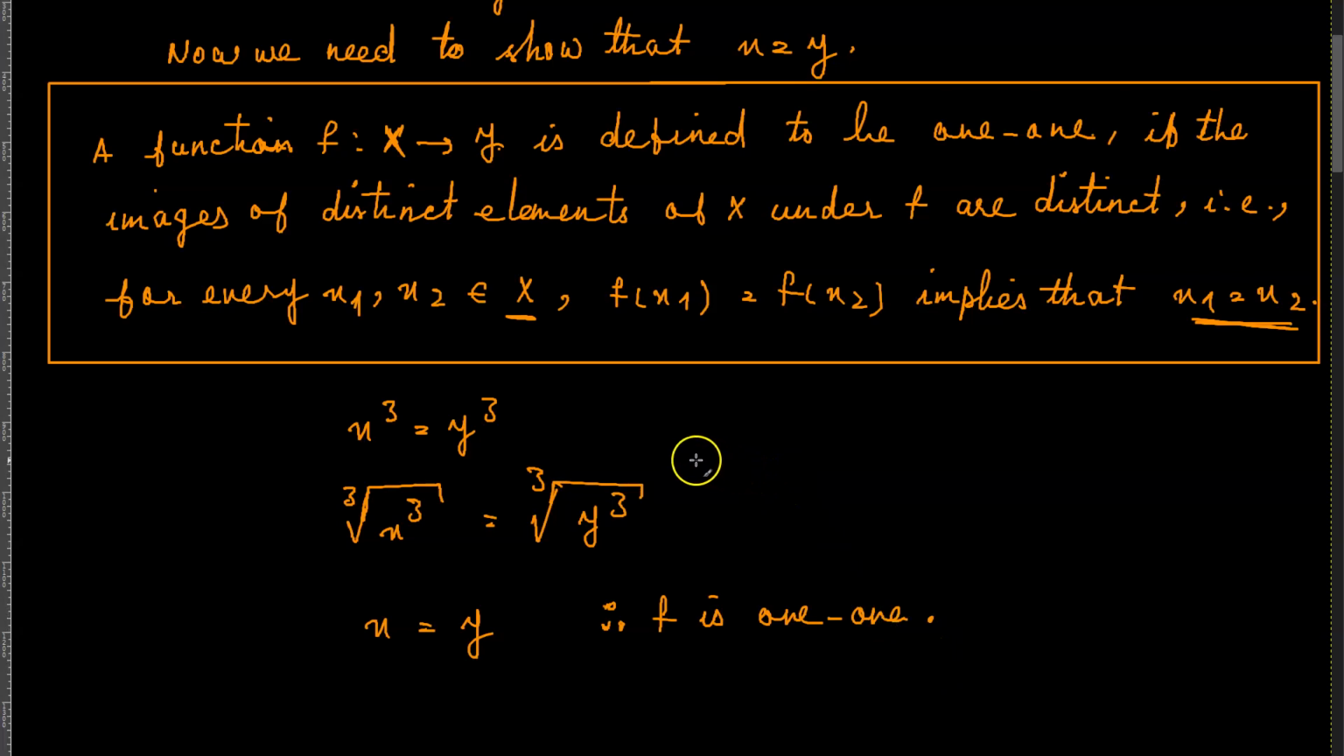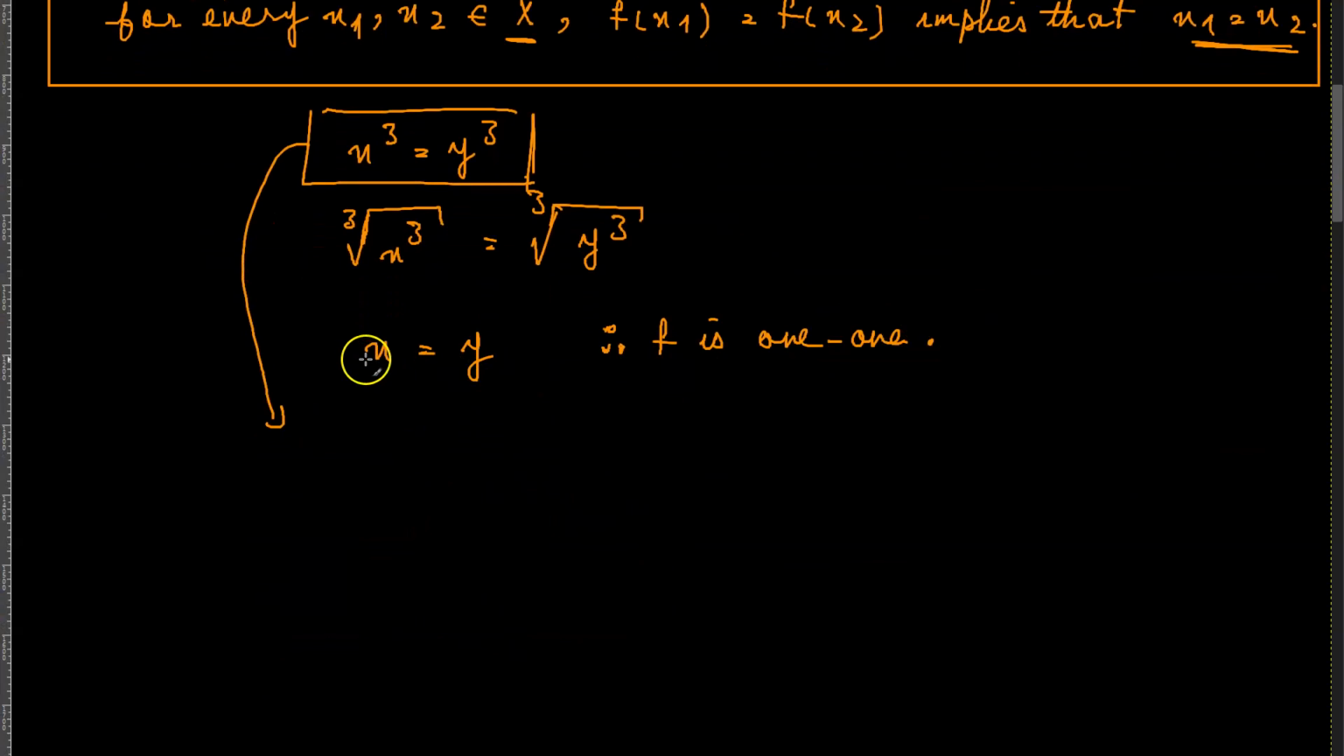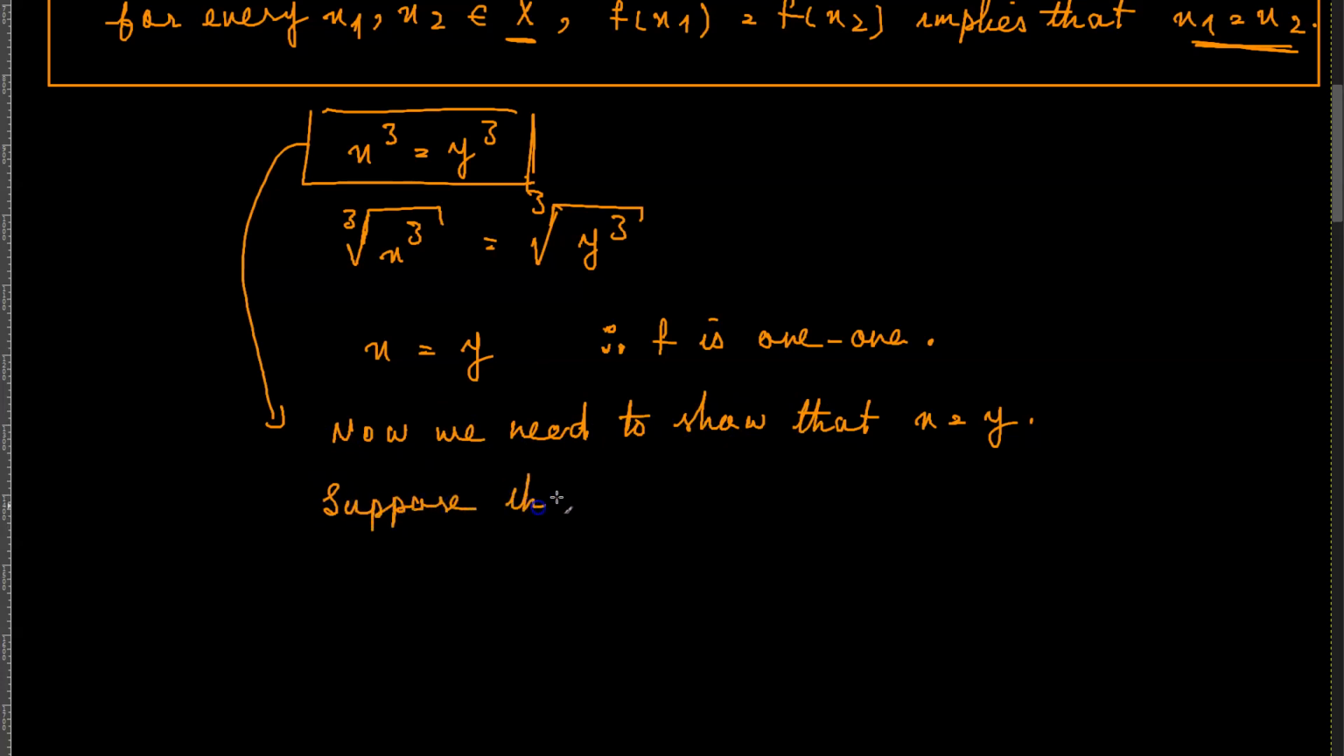Now the way that they have solved this problem in the solutions is that they have come all the way up to this step in the exact same way, but they have not solved it this way. They have used some sort of contradiction to show that x is equal to y. Suppose that x is not equal to y.